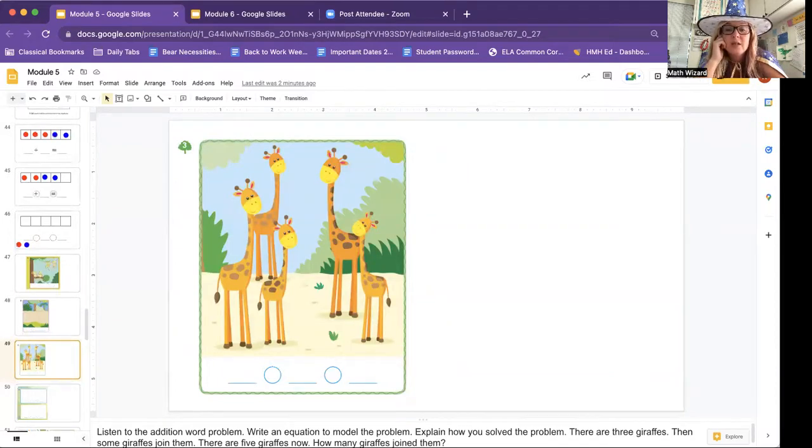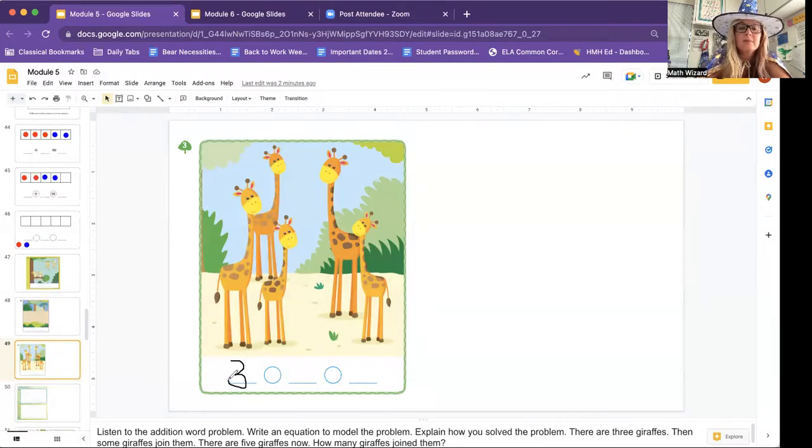Write an equation to model the problem. Explain how you solved the problem to your homeschool teacher. There are 3 giraffes. Then some giraffes join them. There are 5 giraffes now. How many giraffes join them? This is kind of like that first problem we did. So let's walk through it together, okay? There are 3 giraffes to begin with. 1, 2, 3.